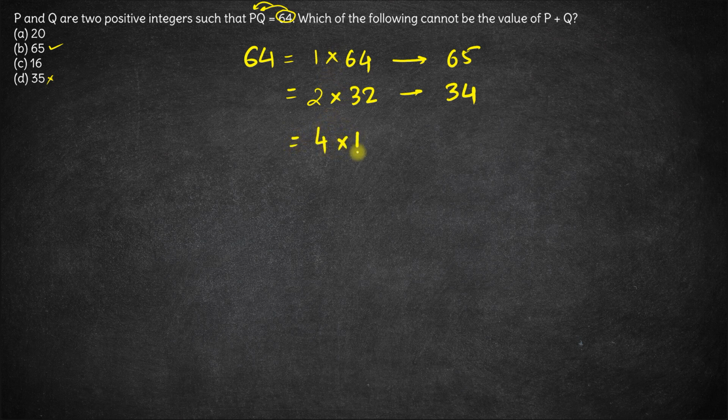64 can be written as 4 into 16. So the sum can be 20. 20 is possible. The other way is 8 into 8. 8 into 8, the sum is 16. So 16 is also possible. The only sum which is not possible is option D, 35. So the correct answer here is option D.